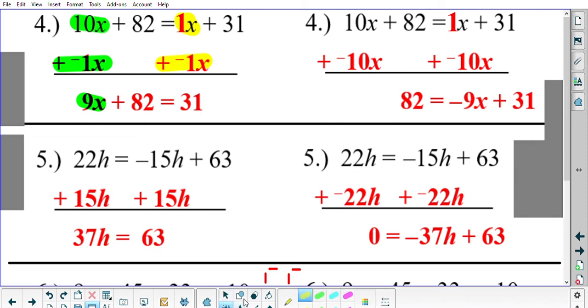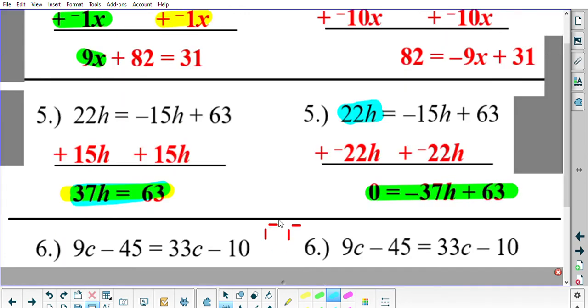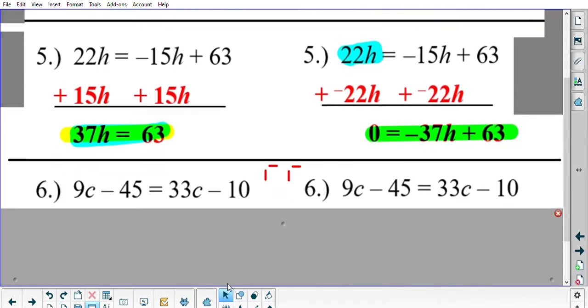Because think about this. Wouldn't it be quicker to solve 37h equals 63 than to solve negative 37h plus 63 equals 0? Yeah. The way I have highlighted in yellow is the quicker way. So, moral of the story, whenever you have an equation where one of the sides is only the variable term, that's the side you should get the variable to end up on, because that will give you a much quicker equation to solve in the end. All right, having said that, either way is technically acceptable.